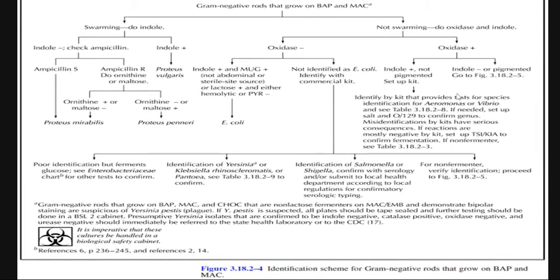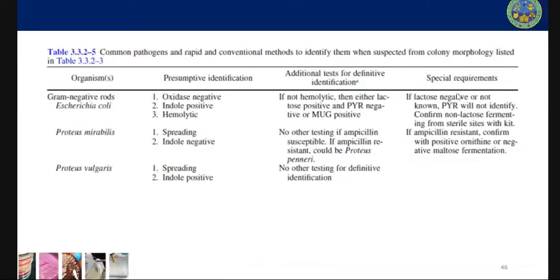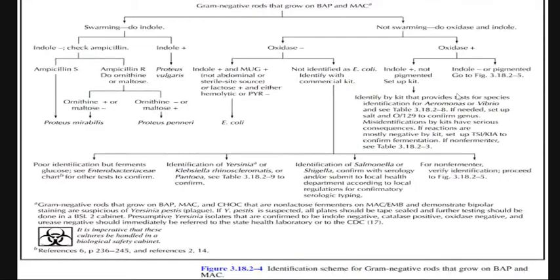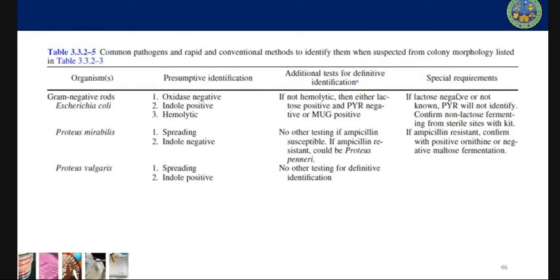Okay, so I have here another diagram. I hope I didn't miss other tests. These are common pathogens and rapid conventional methods with a suspected colony on your blood agar plates or MacConkey agar. For example, E. coli: oxidase negative, indole positive, and usually hemolytic. So that would give you an idea that this is E. coli already without testing the whole panel of tests.